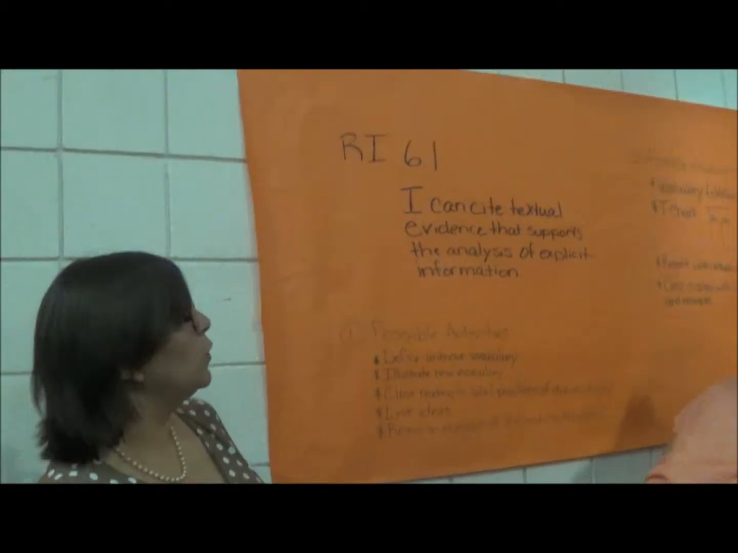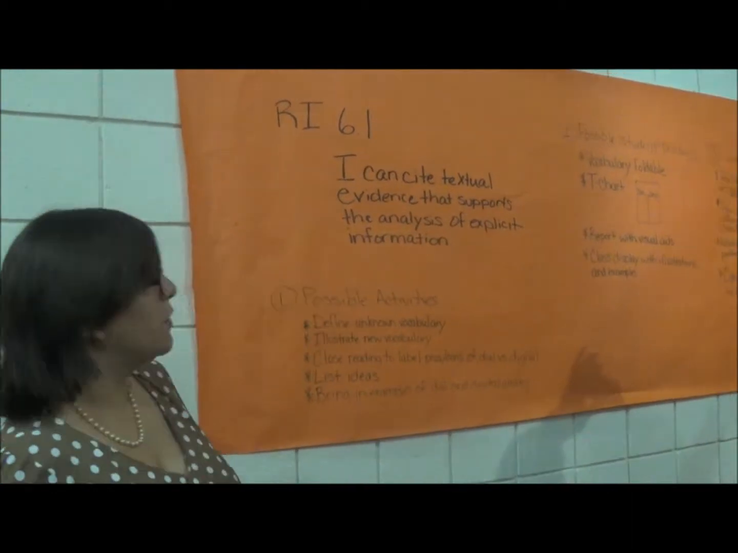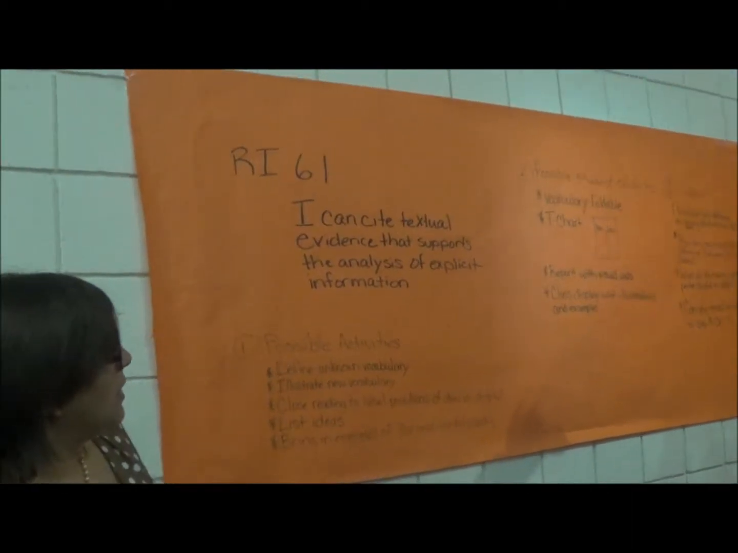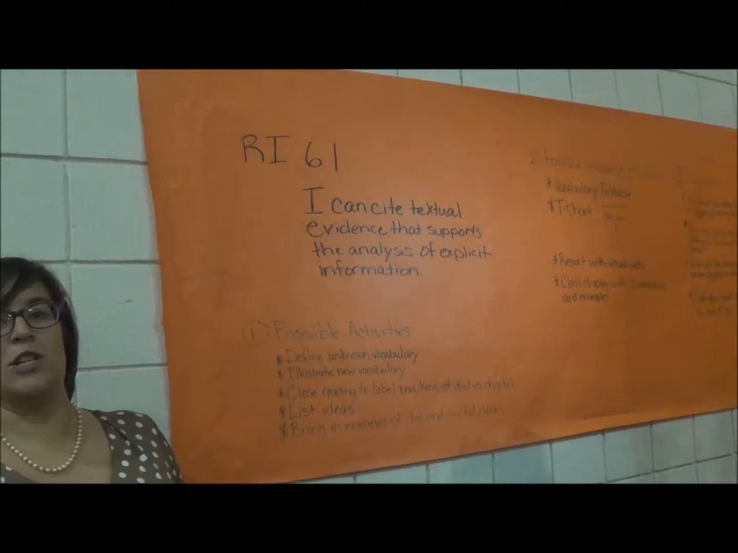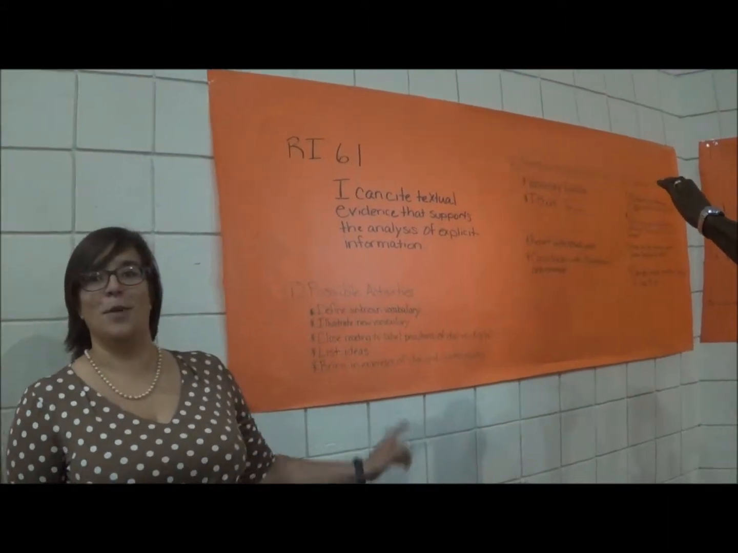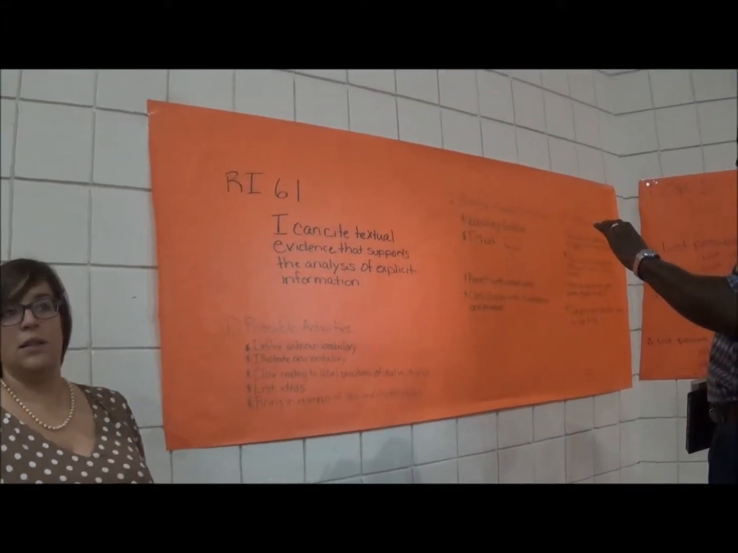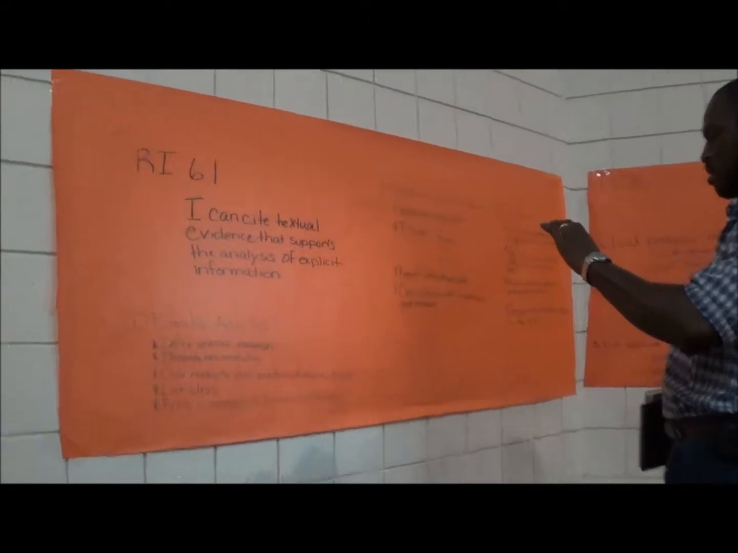Possible products are a foldable, a T-chart, report with visual aids, and class display illustrations and examples. And then I can't read. Where were you at? What were you trying to read? The questions? You want the questions? Or you good? I've got it on camera.